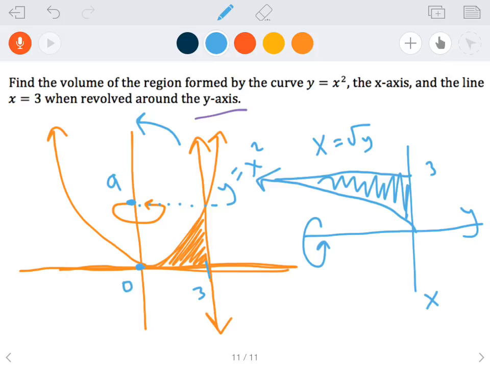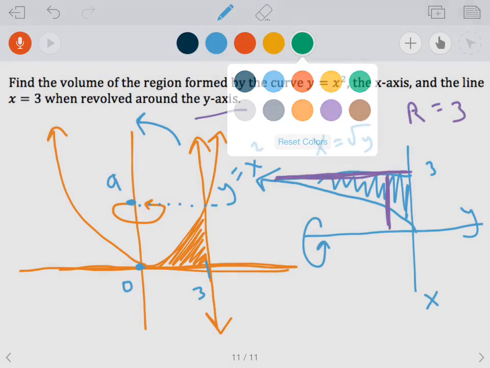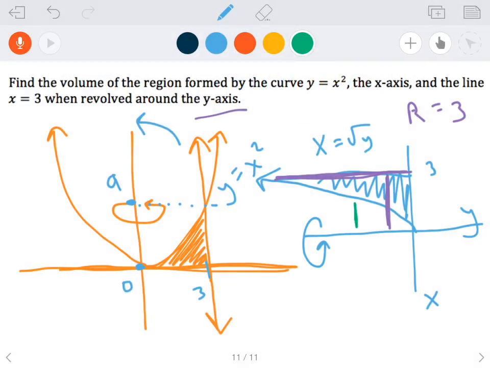I have to rotate it in my brain like that in order for me to think, okay, what's my big R and what's my little r? Big R, let's go purple again. Big R is from here to here. And I see that it's the same no matter where I am. No matter where I draw that representative slice, big R is the same, and big R is just equal to 3. That's convenient. Little r is from here to here, which is just the height of the function. So little r is just the square root of y.